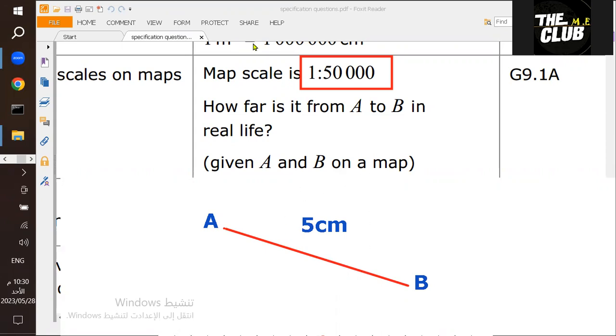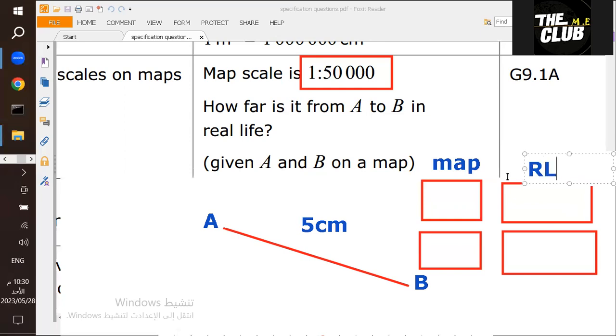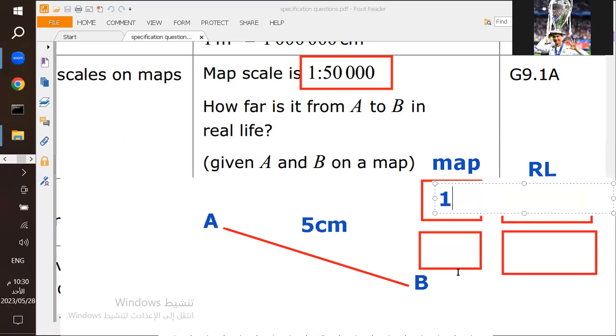Here we're going to use the X method. Same idea. 1 to 50,000. 5 to what? Here you put the map thing. And here you put real life. Same idea. Just multiply. So here 1.